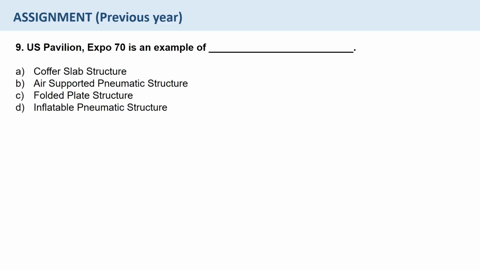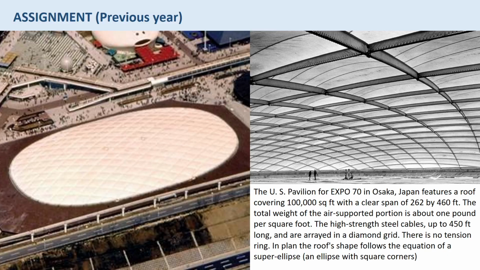US Pavilion Expo 70 is an example of coffer slab structure, air supported pneumatic structure, folded plate structure, or inflatable pneumatic structure. So this is how the US pavilion looks like. The US pavilion for Expo 70 Osaka, Japan.